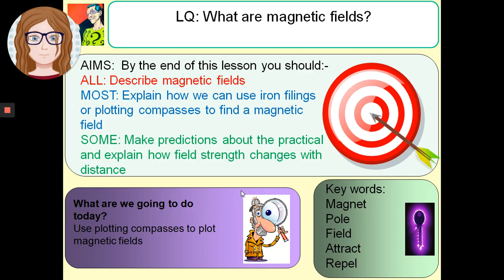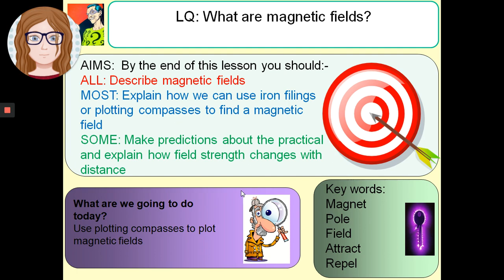So our learning question for the day is, what are magnetic fields? You need to be able to describe magnetic fields. Most of you should be able to explain how we can use iron filings or plotting compasses to find the shape of a magnetic field. And some of you will be able to make predictions about the shape of a field and explain how field strength changes with distance.